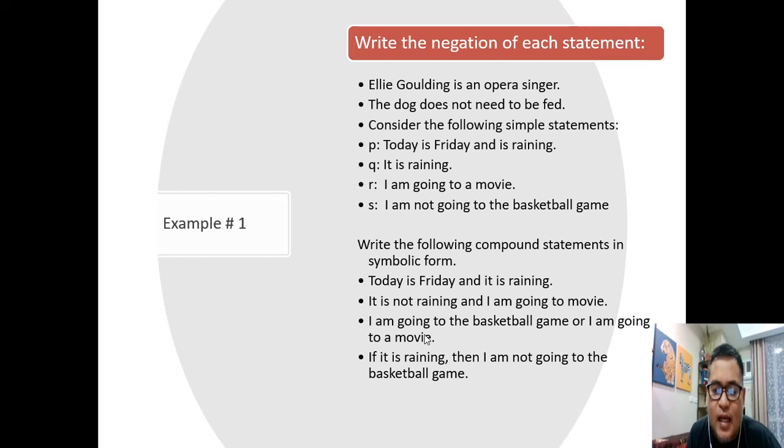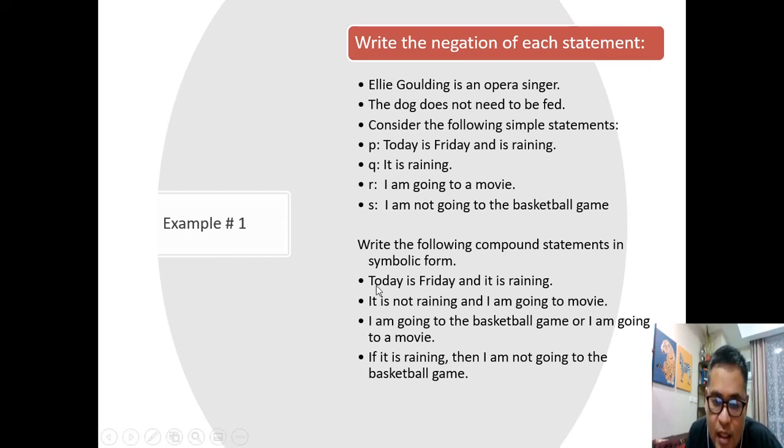Okay, time is up. So the correct answer is, let's take first the statement. Let's check. So what is the connector here? What is the connective? Okay, the connective is and, right? The connective is and. That means conjunction. The symbol for conjunction is the inverted V, or the caret.